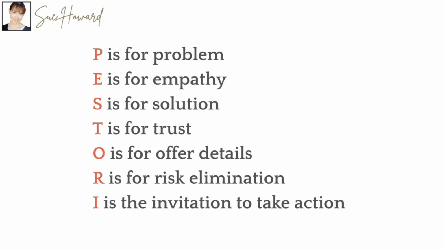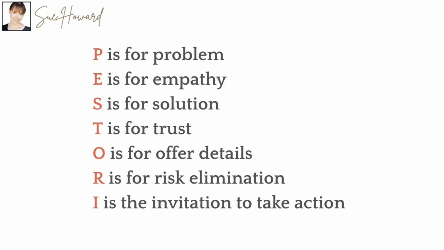E is for empathy. This is where you show that you have a deep understanding of the problem, of the pain that problem causes them. S is for solution. This is where you introduce your offer as the solution to the problem that you've named. T is for trust. You build trust with testimonials, statistics, facts, quotes, whatever you have that supports the claims being made in your copy. This is where you would serve it up.